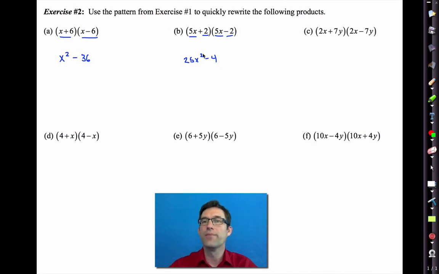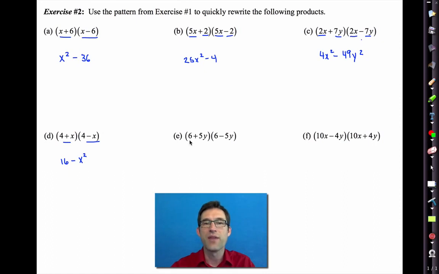All right, let's work through them. Again, conjugate pairs, 2x times 2x will be 4x to the second, minus 7y times 7y, 49y to the second. All right, letter D, again, conjugate pairs, 4 times 4 is 16, x times x is x squared. Make sure that's 16x squared and not x squared minus 16.